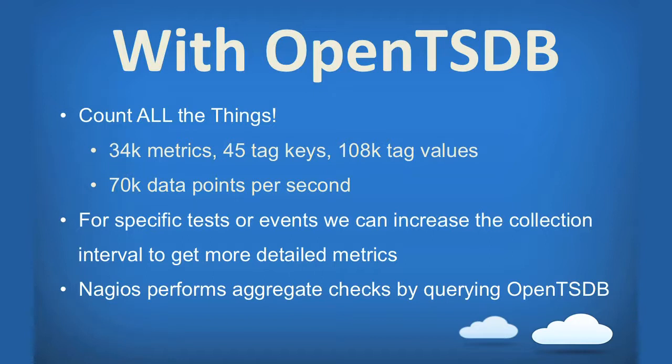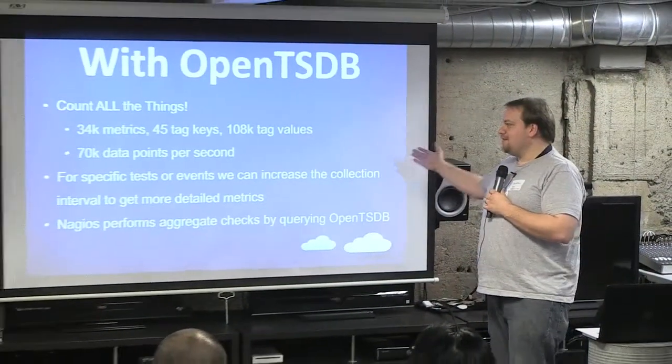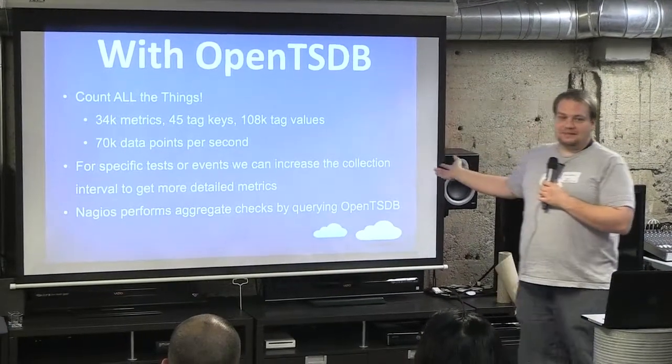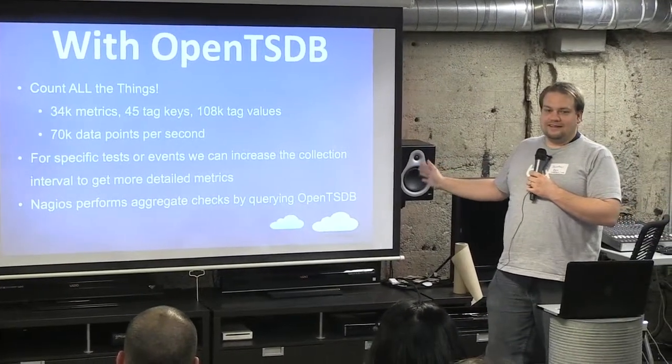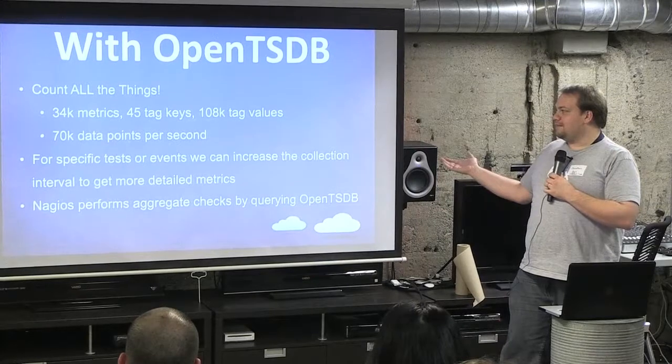So now, tell us, how did OpenTSDB change the situation at Box? So now we feel like it's a lot better. We count pretty much everything. If there's anything to be counted, we count it. A lot of times we have no idea when we're ever going to look at that counted thing again. We have 34,000 metrics.